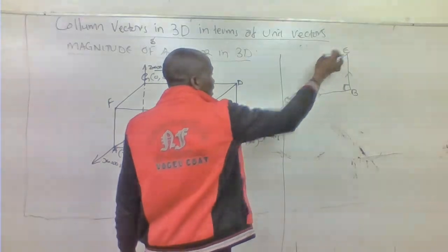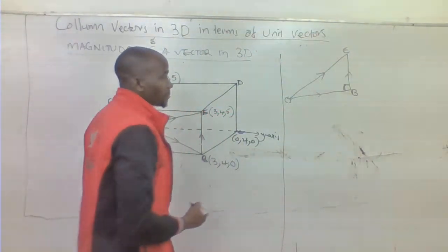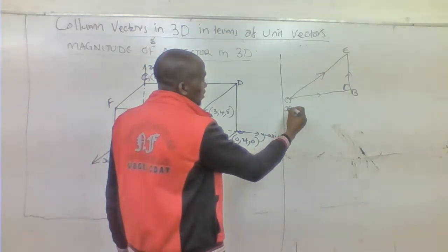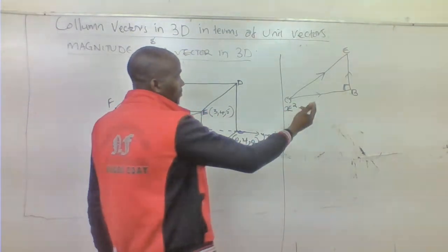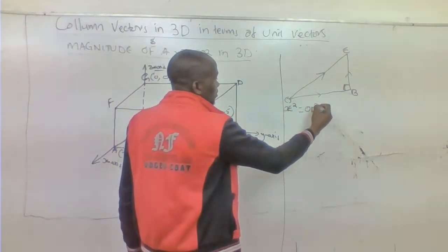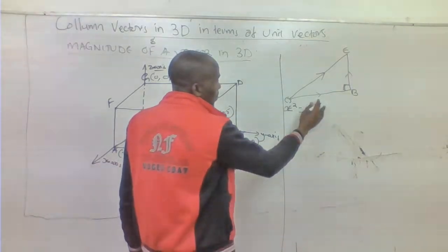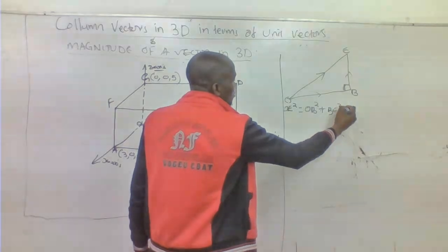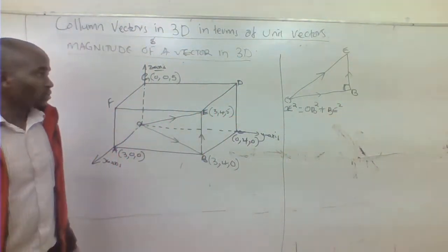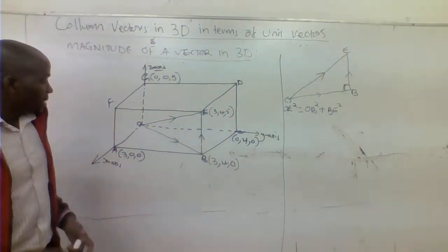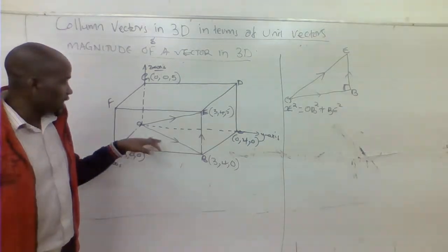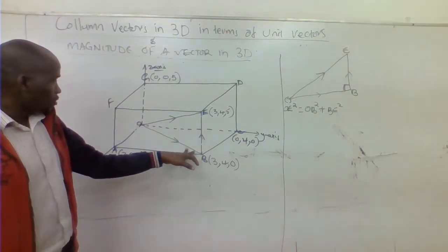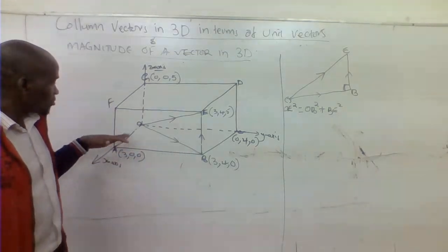So if I want to get OE, that is the length OE, I can apply the Pythagoras Theorem so that I have OE squared equals the base, which is OB squared, plus BE squared. But look at OB. How do we get OB? OB is the diagonal.